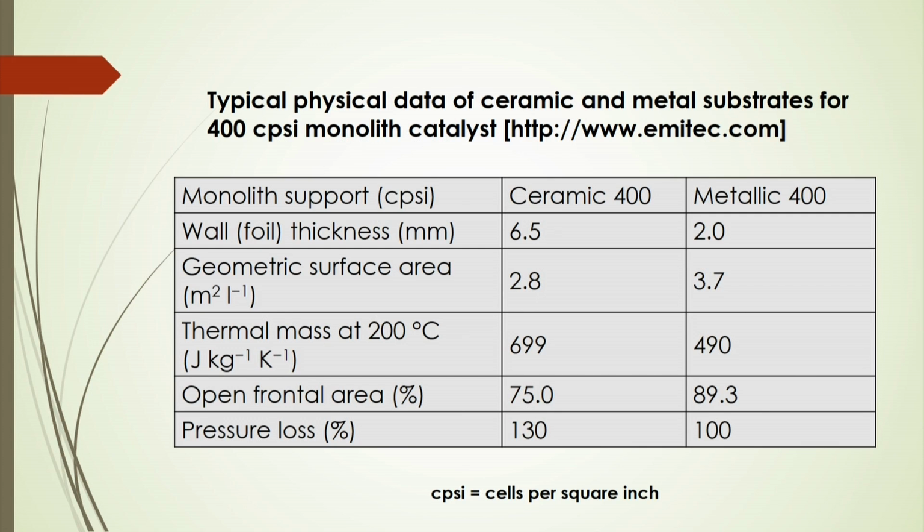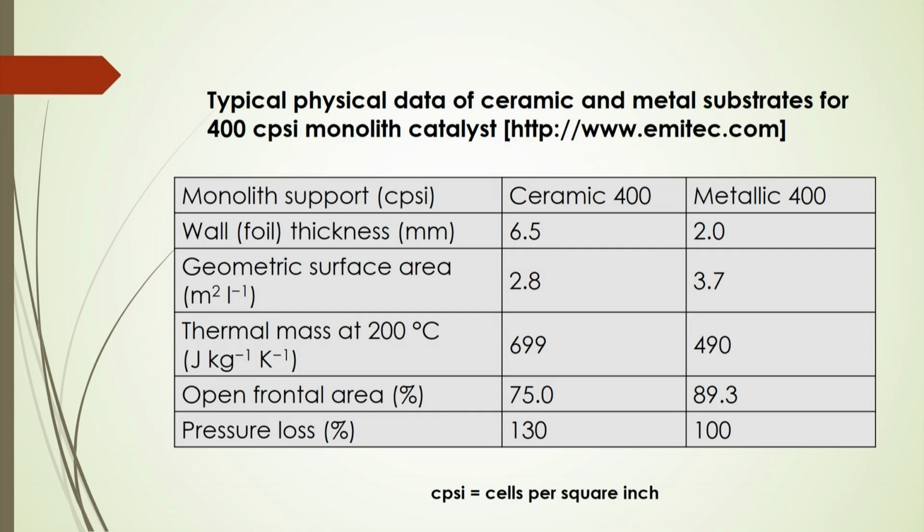If you are considering the ceramic material, the 400 structure, the wall thickness should be maintained at 6.5 millimeter as a wall foil, and you will see a geometric surface area of 2.8 meter square per liter, and the thermal mass at 200 degree centigrade should be 699 joule per kg per K. The open frontal area for this ceramic material would be 75 percent, and the pressure loss is found to be 130 percent.